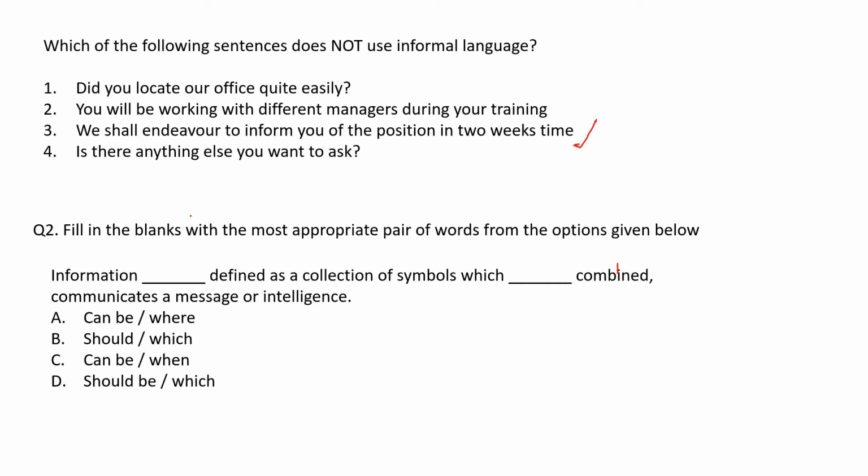So which option will be correct? Option C will be the correct option, that is, can be should be placed here, and here it should be when, in the blank 2. So in the first blank we have to place can be defined. Information can be defined as a collection of symbols which when combined communicates a message or intelligence. So option C will be the correct answer for this question. Let's move to our next question now.